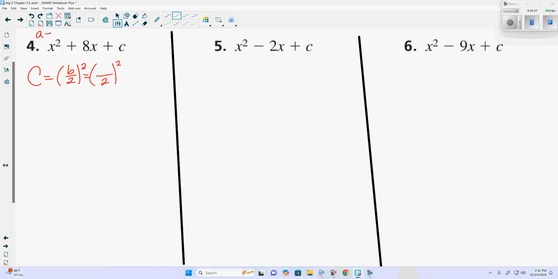Now a for this one here is 1. B is positive 8. C, that's what we're trying to find. Now our c value is equal to b over 2 squared. Well, our value of b in this case is 8. Now the first thing we need to do is divide 8 by 2, and if we divide 8 by 2, we get 4. And 4 squared is 16. So our perfect square trinomial here is x squared plus 8x plus 16.